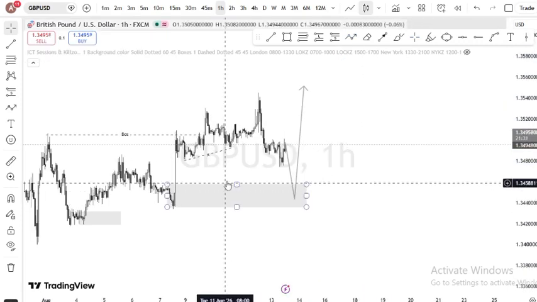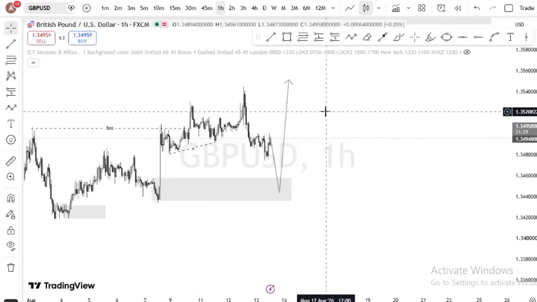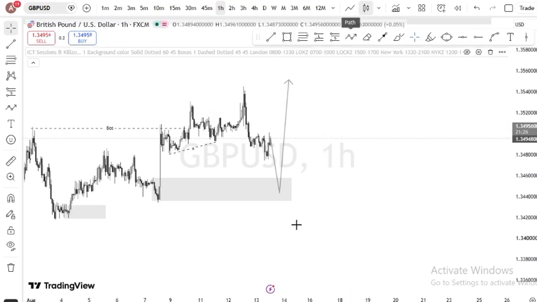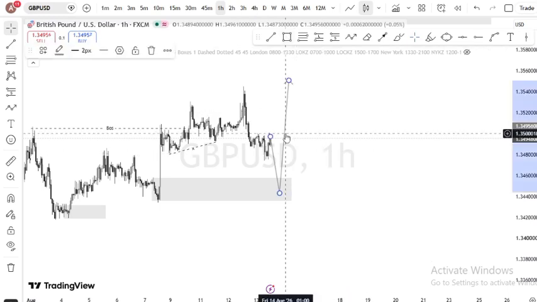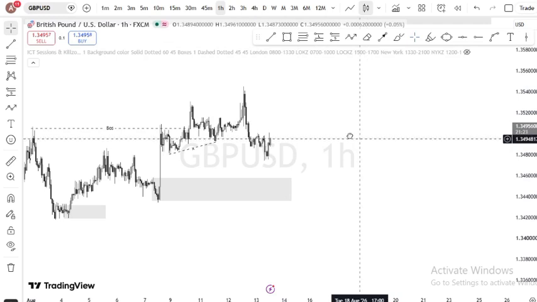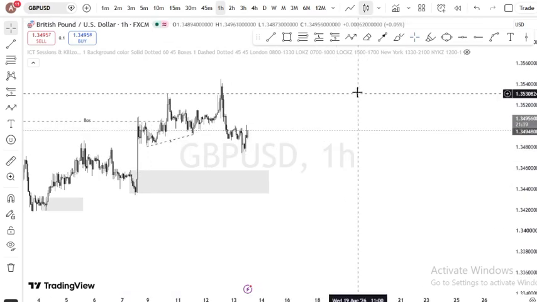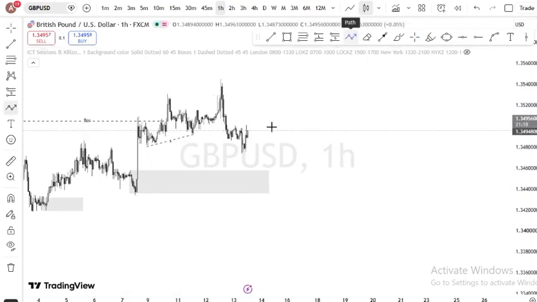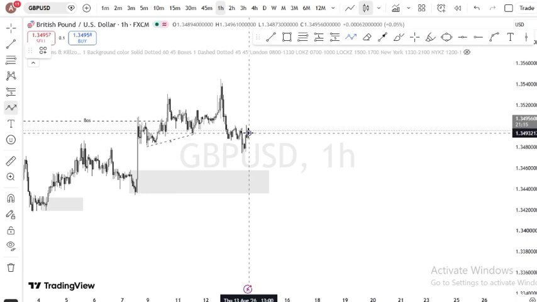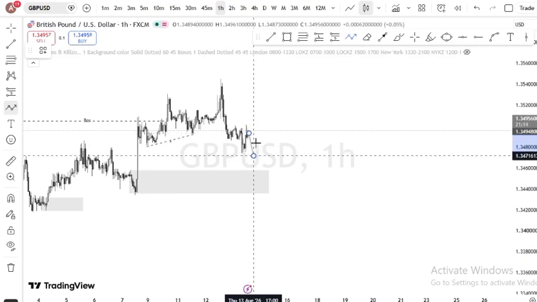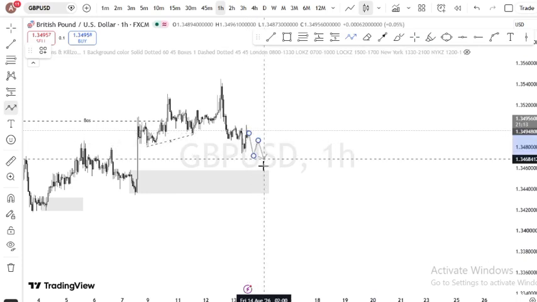So by 1:30 p.m. we might experience a spike to the downside. So you are not encouraged to trade during the news. Just wait for a proper confirmation on the 15 minutes time frame. So if you go to the 15-minute time frame, you are having something like this on the 15-minute time frame: lower highs and lower lows, lower highs and lower lows.